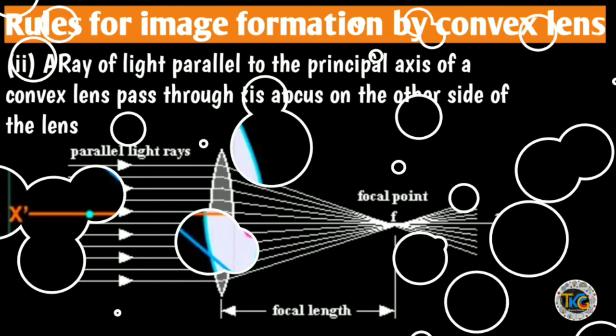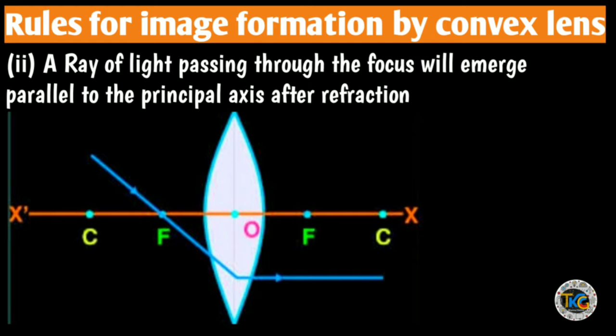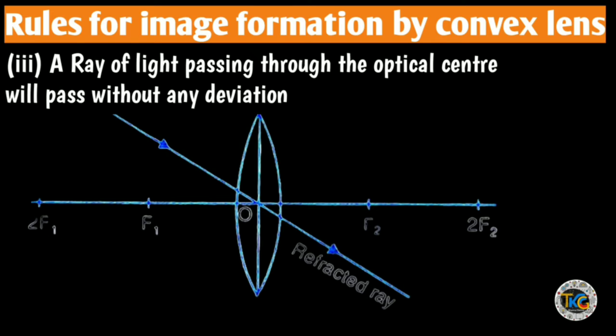Now rule number two: a ray of light passing through the focus will emerge parallel to the principal axis after refraction. That is just the opposite of rule number one. When a ray of light is incident through the focus, it will emerge parallel. Now rule number three: a ray of light passing through the optical center will pass without any deviation. There is no deviation for a ray passing through the optical center.